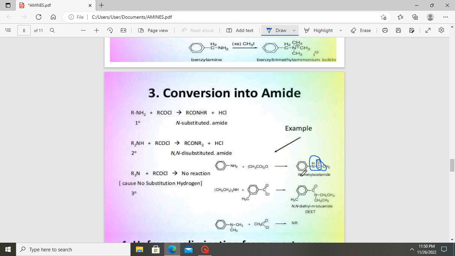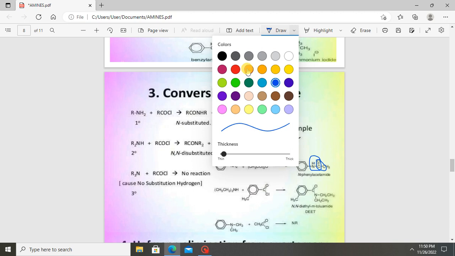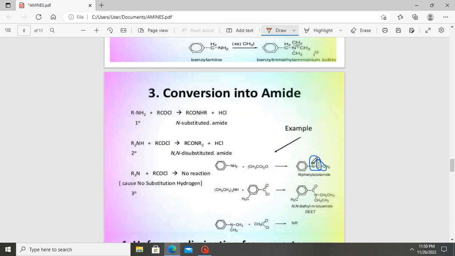sorry, it's a ketone, I think I'm mistaken here. This is the amido group. Let me change it so that I can see it clearly. Okay, this is the amido group of an amide. This portion comes from the amine, and the whole of this comes from the acyl chloride. So primary amines can react with acyl chloride to form an amide. Secondary amines can react to form an amide, but tertiary amines do not form an amide because they have no hydrogen for replacement or substitution.